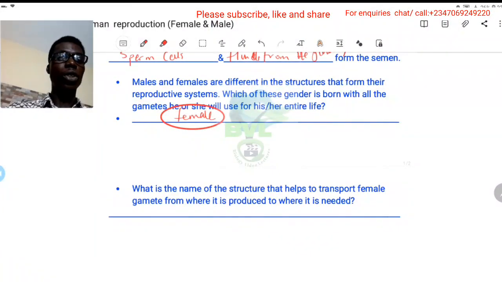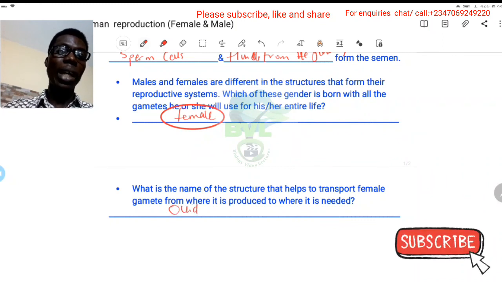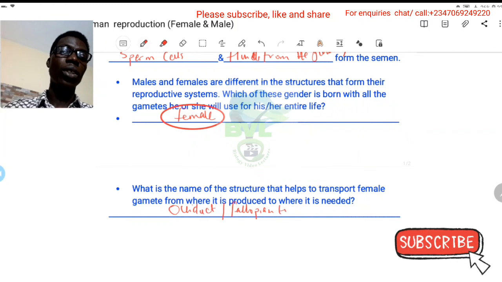What's the name of the structure that helps to transport female gametes from where it is produced, which is the ovary, to where it is needed? So that structure should be oviduct. I made mention of that when I was talking about that diagram, fallopian tube or oviduct, or fallopian tubes.